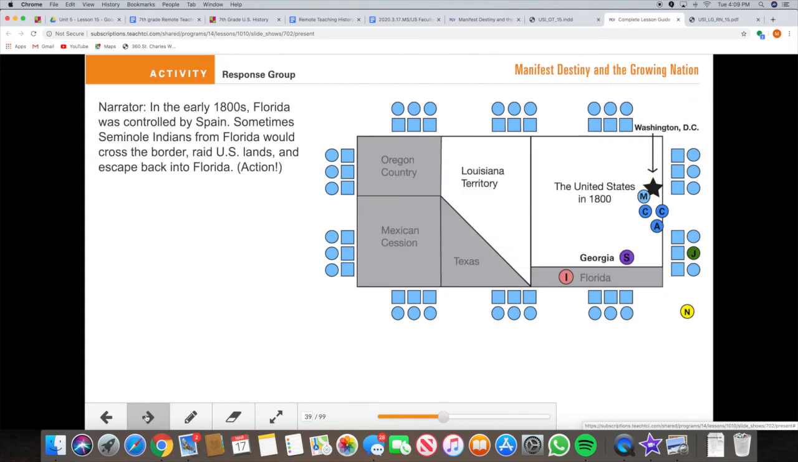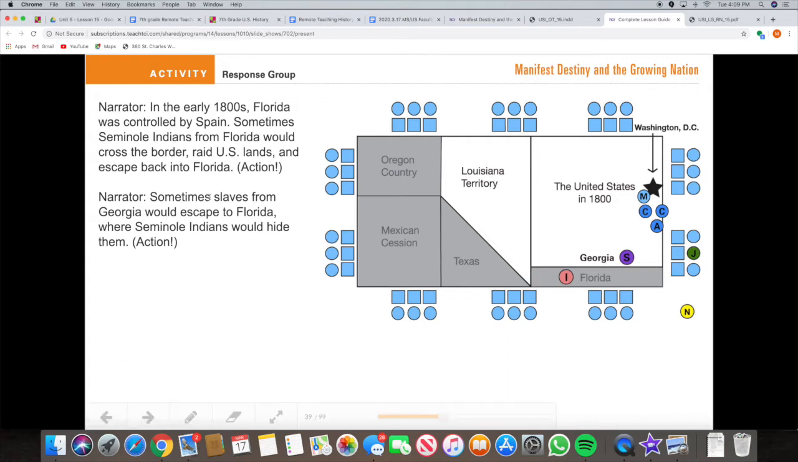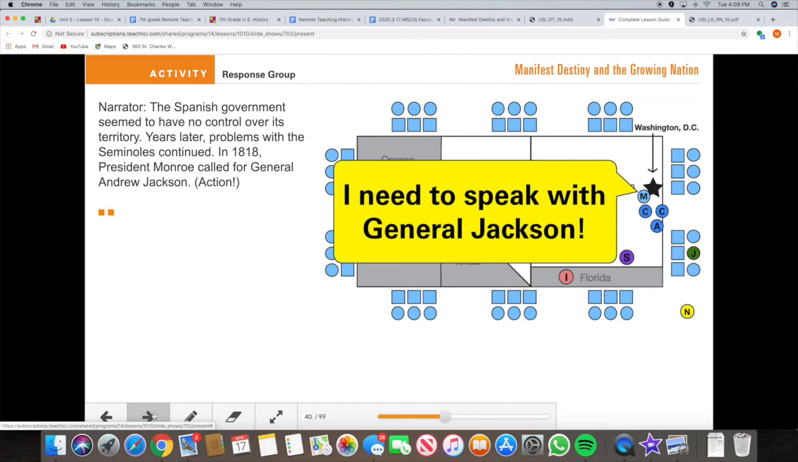All right, in the early 1800s, Florida was controlled by Spain. Sometimes Seminole Indians from Florida would cross the border, raid U.S. lands, and escape back into Florida. Sometimes slaves from Georgia would escape to Florida, where Seminole Indians would hide them. Oh, guys, you remember that. We talked about that during the Indian removal. We talked about black Seminoles, how slaves would escape and try to hide in Florida and become actually part of the Seminole Indians. The Spanish government seemed to have no control over its territory.